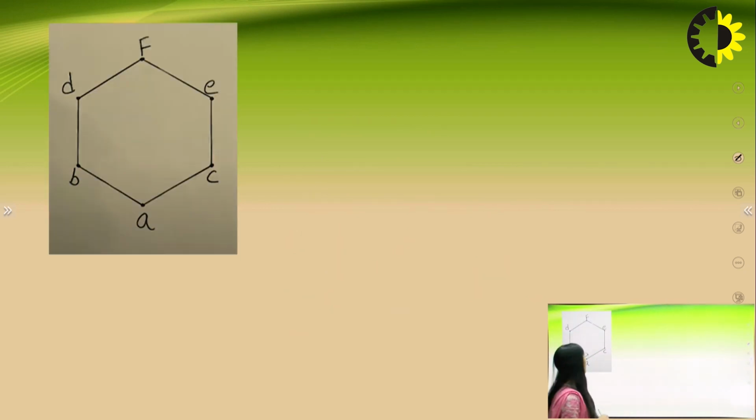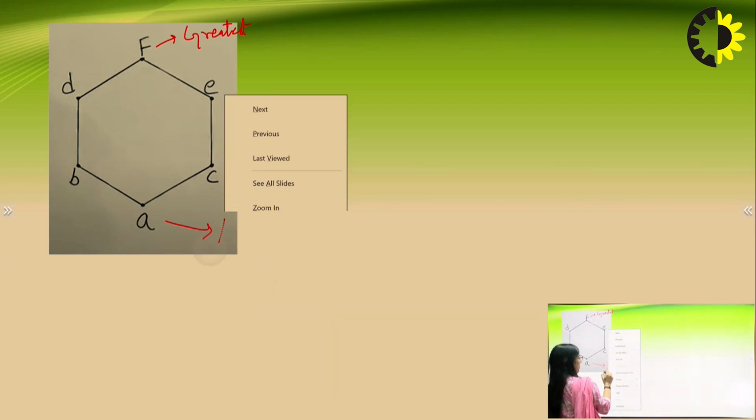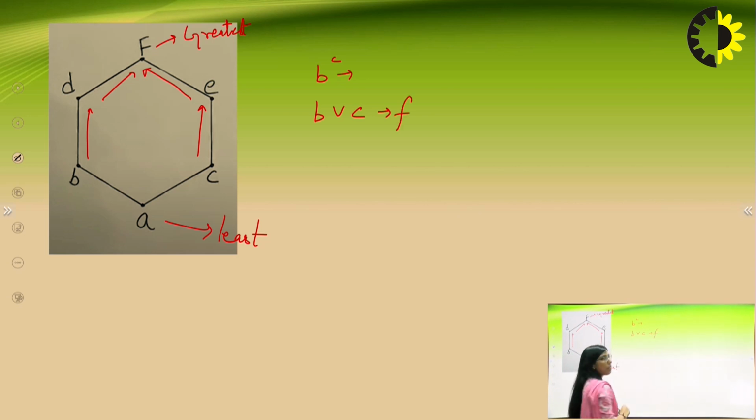Taking the next example, here the greatest element is F and the least element is A. If we need to find the complement of B, then we can check it with B join C. We can move upward from both and we reach a particular common element, which is F, and F is the greatest element also. So this is satisfying the condition for a complemented lattice.